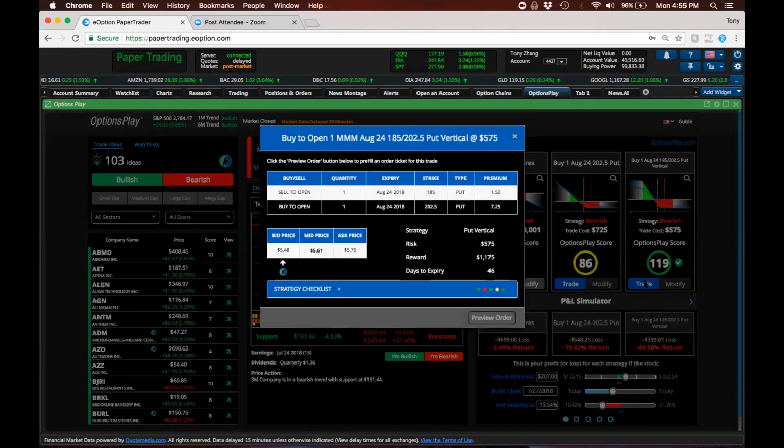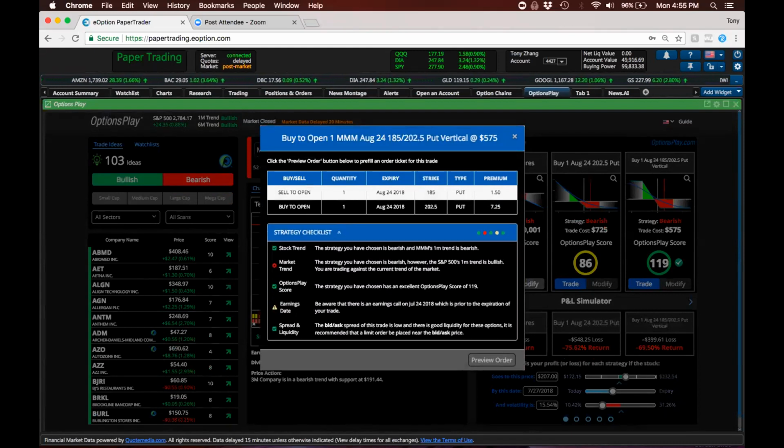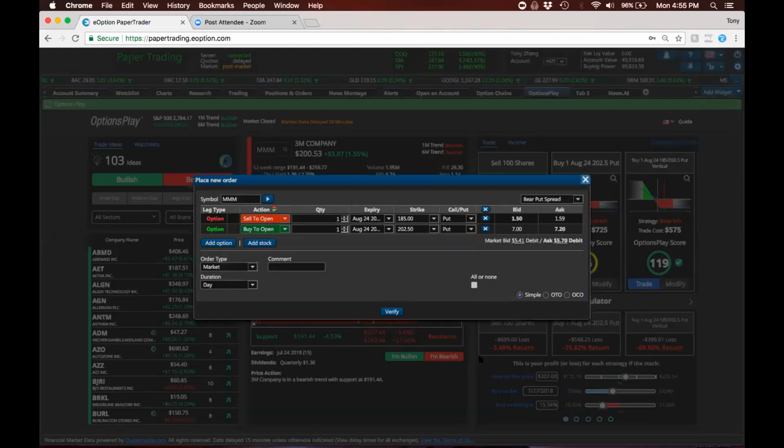And lastly, if you decide this is a trade you want to make, you can hit that trade button. It even provides you with the strategy checklist just so you understand your risks before you place your trade. And once you're ready to do that, you just hit the preview order button and it pre-fills that ticket for you so that you can send it off for execution immediately.